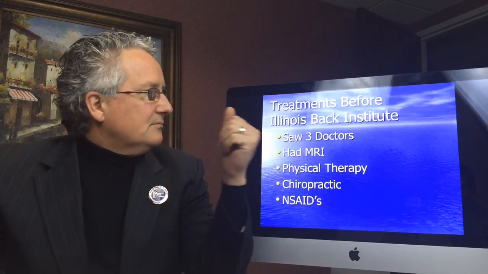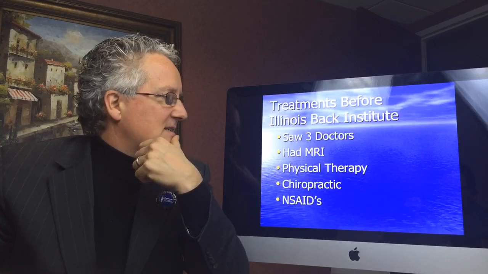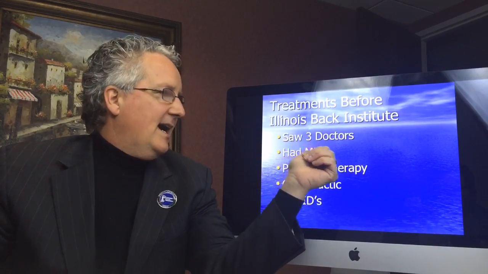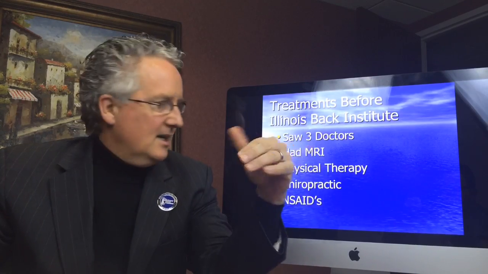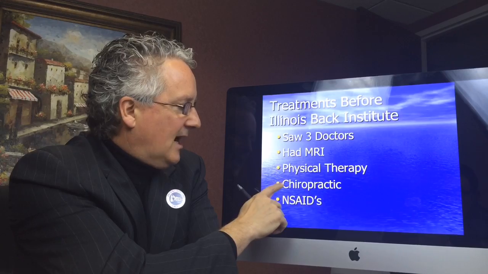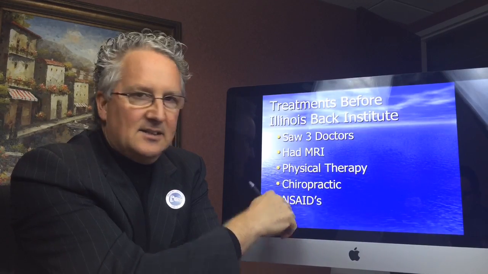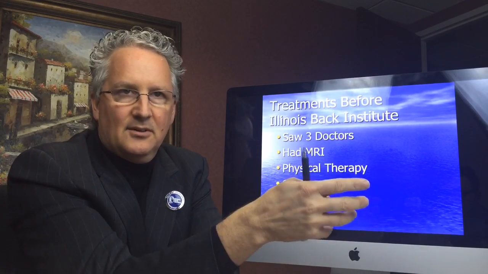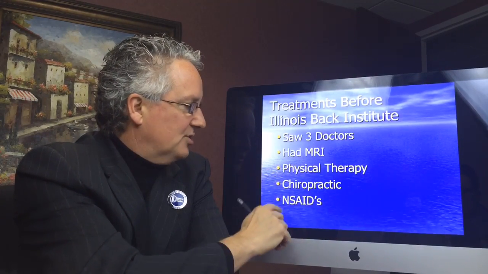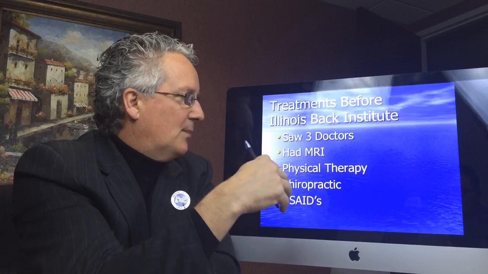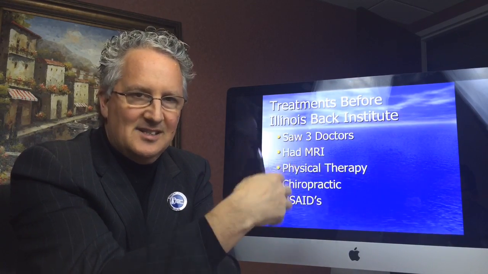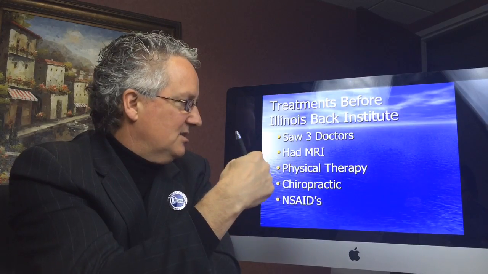Before he came to see us, he saw 3 different doctors for his back problem. He had an MRI, which is very common, and he tried physical therapy. He tried chiropractic, and he tried non-steroidal anti-inflammatories. This is a fairly traditional course of care when you've had a back problem that you've been suffering with for an extended period of time, which is consistent with his condition.